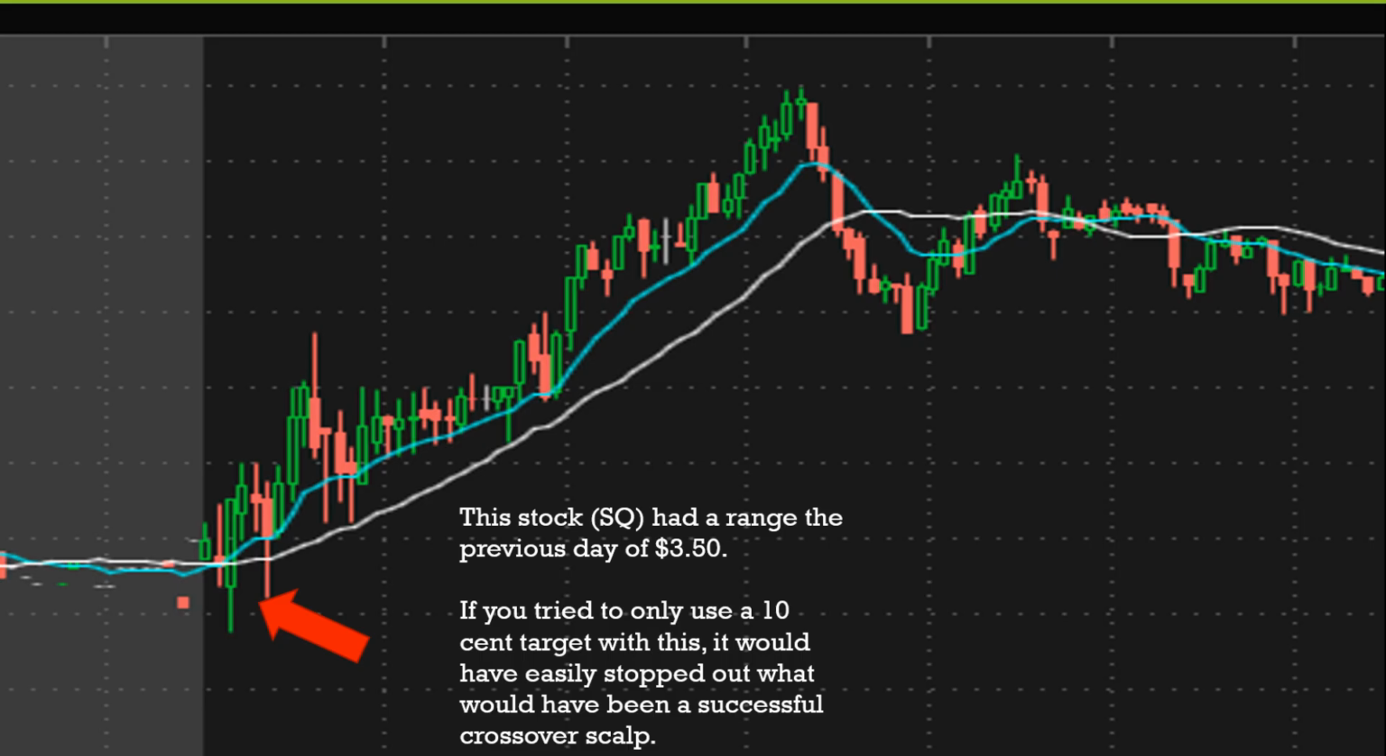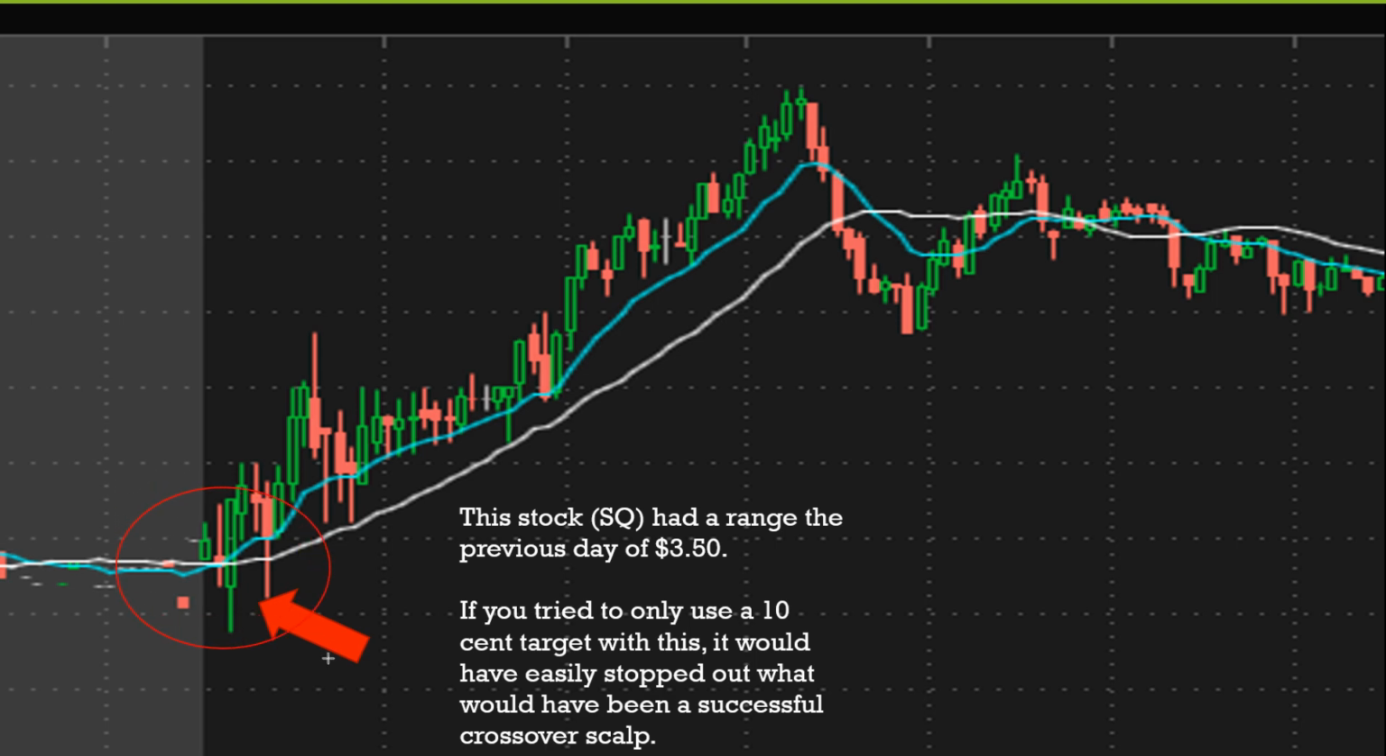This is an example of, like I said, this stock SQ had a range the previous day of $3.50. So a huge range overall. If you tried to only use a 10-cent target, like risk and reward with this, you would have easily been stopped out on what would have been a very successful crossover scalp. A lot of times, guys, what we're seeing with this crossover strategy is that these are the fades that work the best.